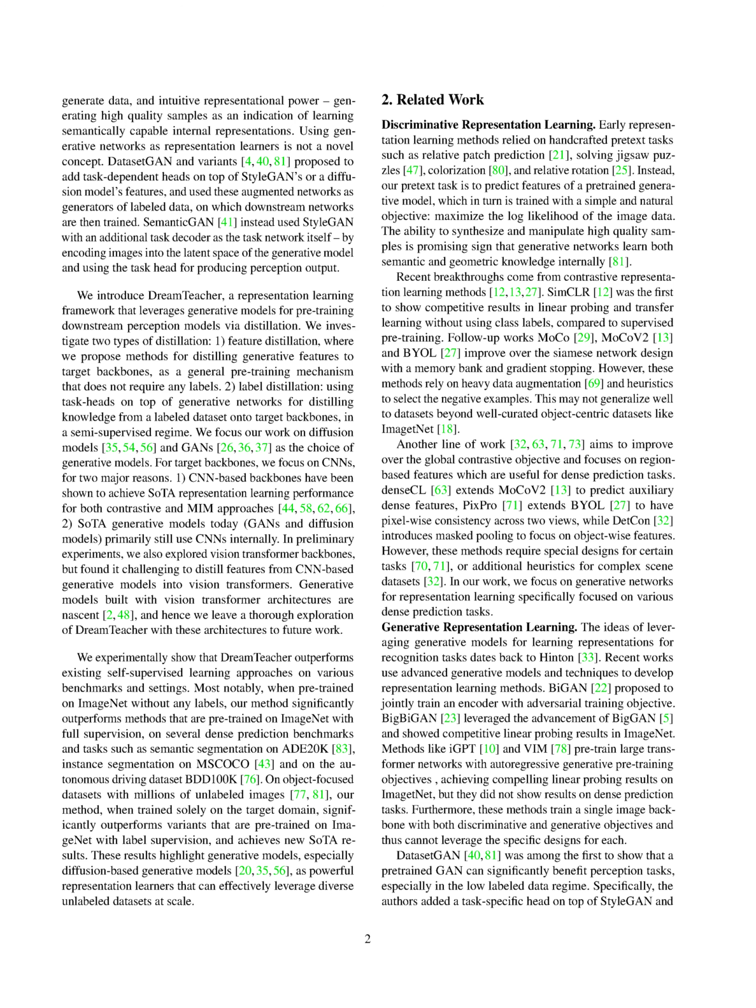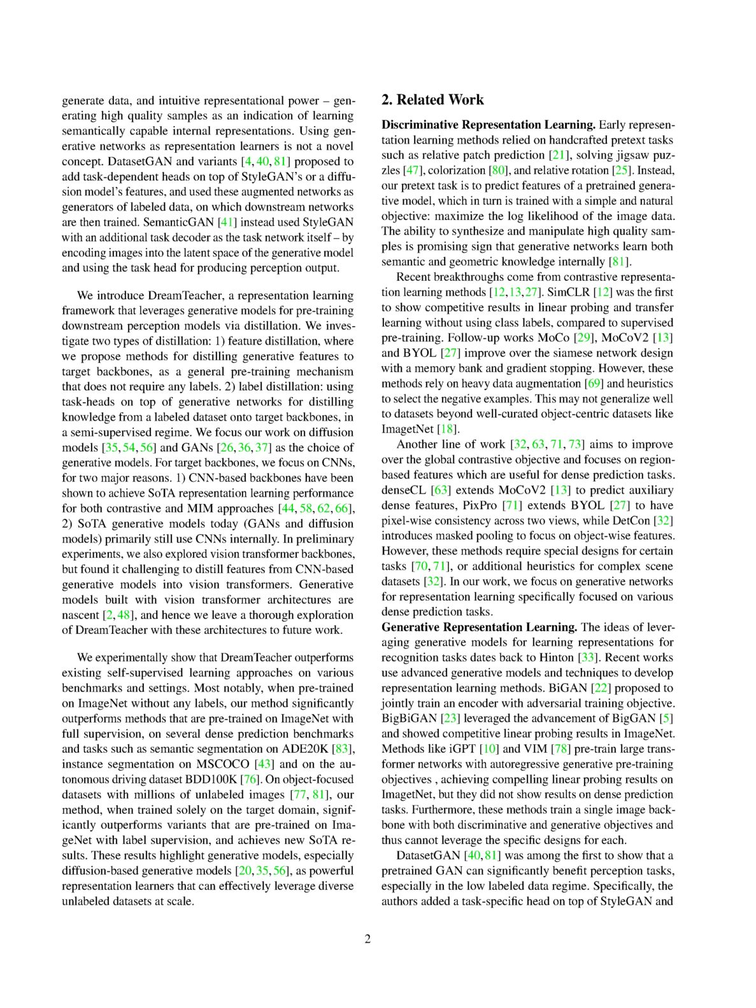Another line of work focuses on improving the global contrastive objective and emphasizes region-based features, which are useful for dense prediction tasks. For instance, DenseCL extends MoCo v2 to predict auxiliary dense features. PixPro extends BYOL to have pixel-wise consistency across two views, while DetCon introduces masked pooling to focus on object-wise features. However, these methods require special designs for certain tasks or additional heuristics for complex scene datasets. In our work, we focus on generative networks for representation learning, specifically for various dense prediction tasks.